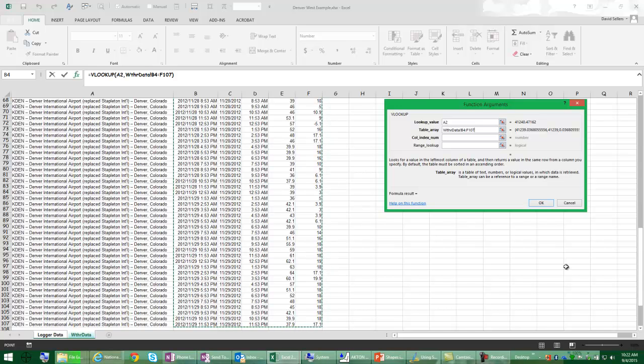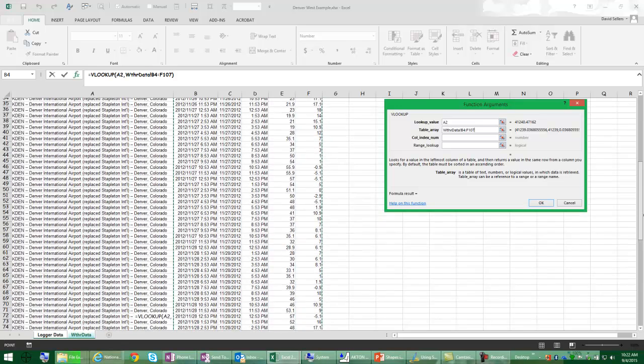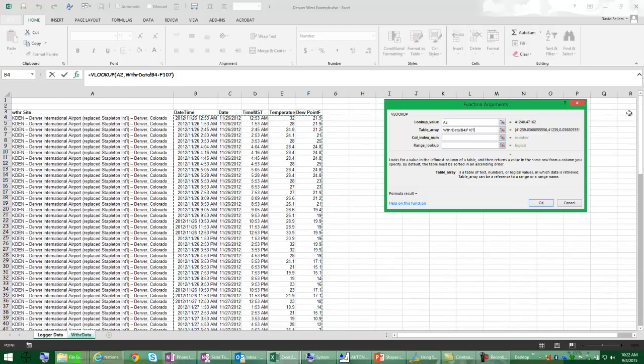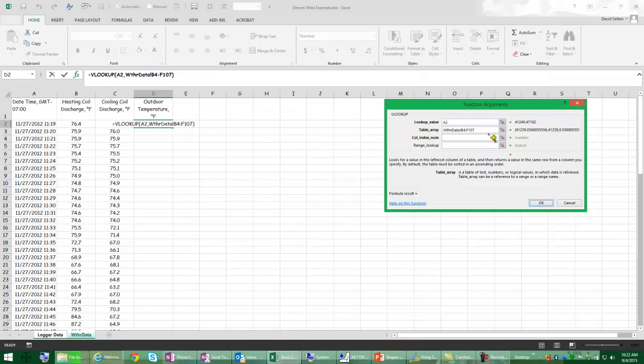So that's the range. And before I leave here, I want to look at, relative to that first column, where is the information I want. So there's first, second, third. So it's in the 4th column. That'll be important here in a minute. So I'm going to accept that as the range.